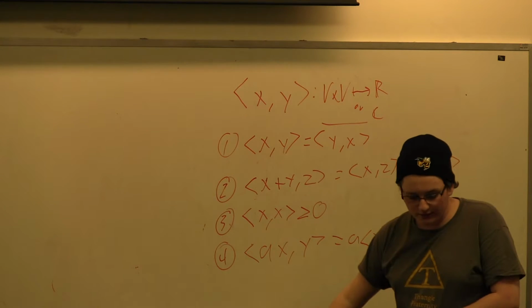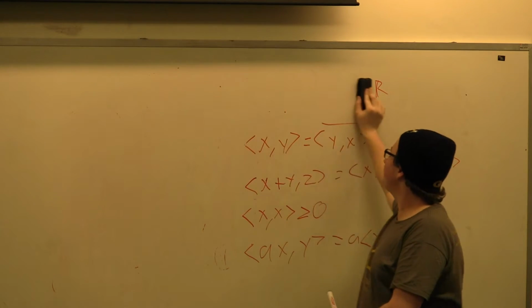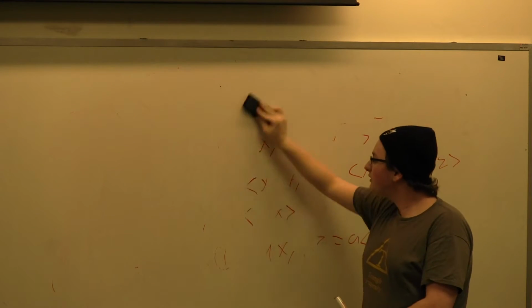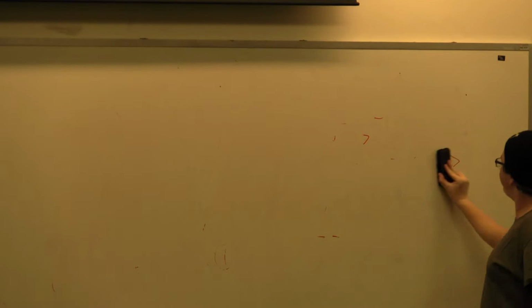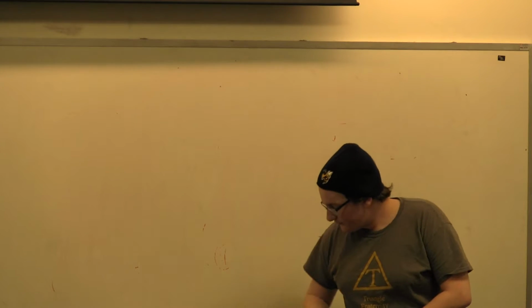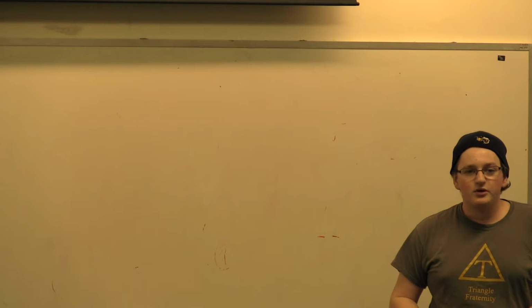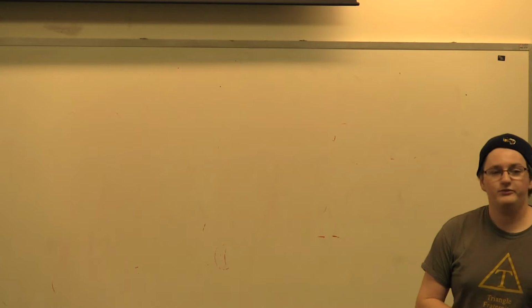I'm going to skip that, and, right, orthogonality. So I have two vectors. They are orthogonal if their inner product is 0. That is almost exactly what you were told in your linear algebra class, except there's one difference.